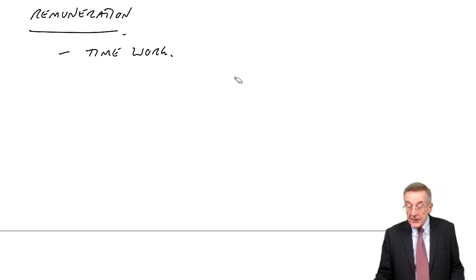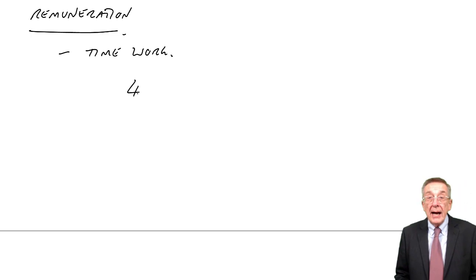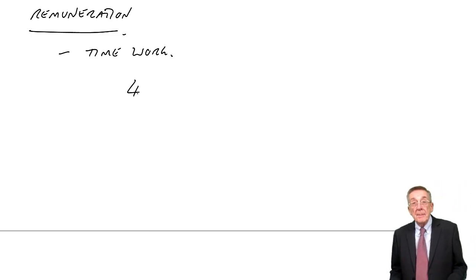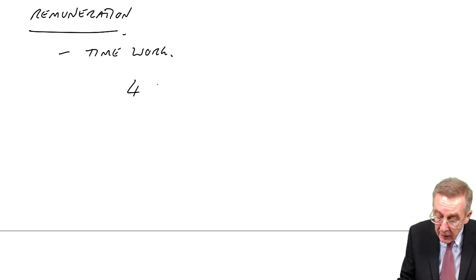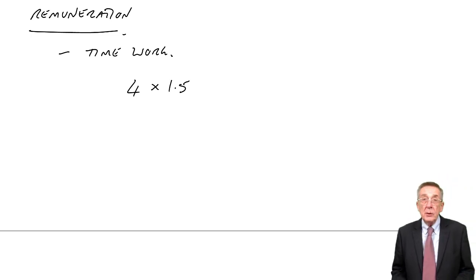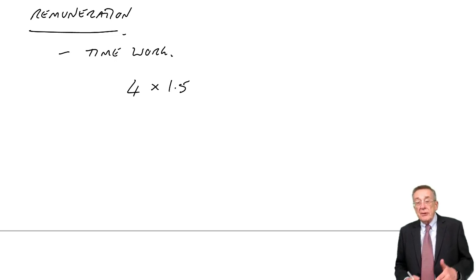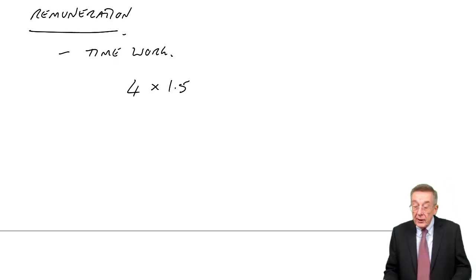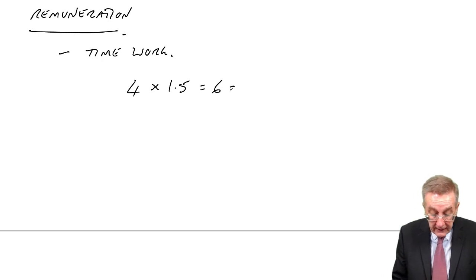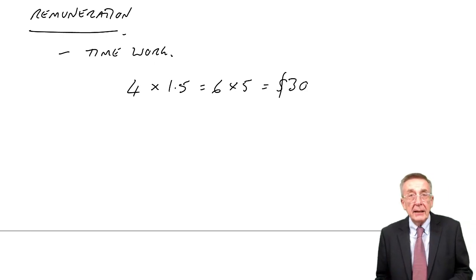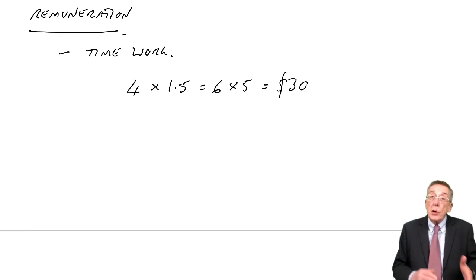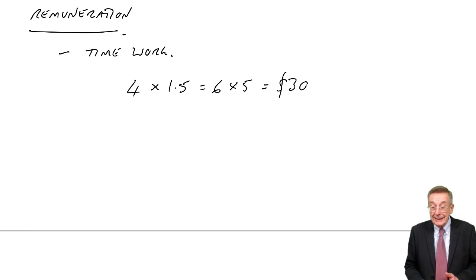Well, what that means is, for every 4 hours they work, the pay we'll give them is as if they'd worked time and a half, 1.5 times as many hours. So if you work 4 hours overtime, we'll pay them as though they'd worked 6 hours. The rate is $5 an hour, so they'll actually get 30. So time and a half, they're paid half as much again. Time and a quarter, they'll be paid a quarter as much again, and so on.